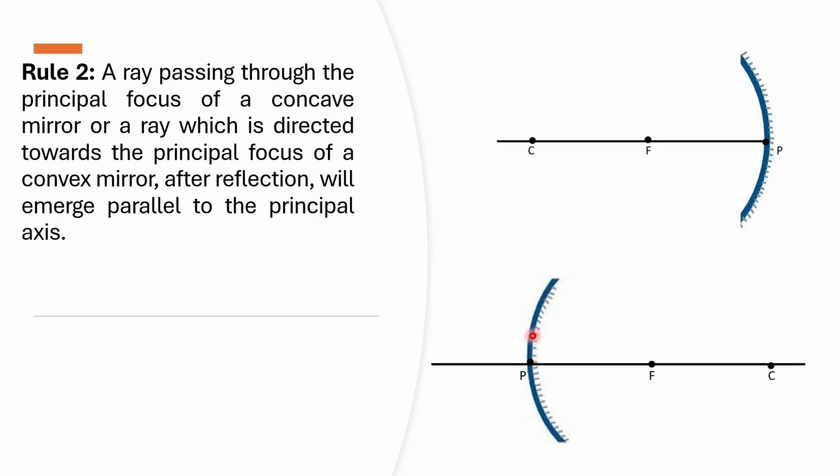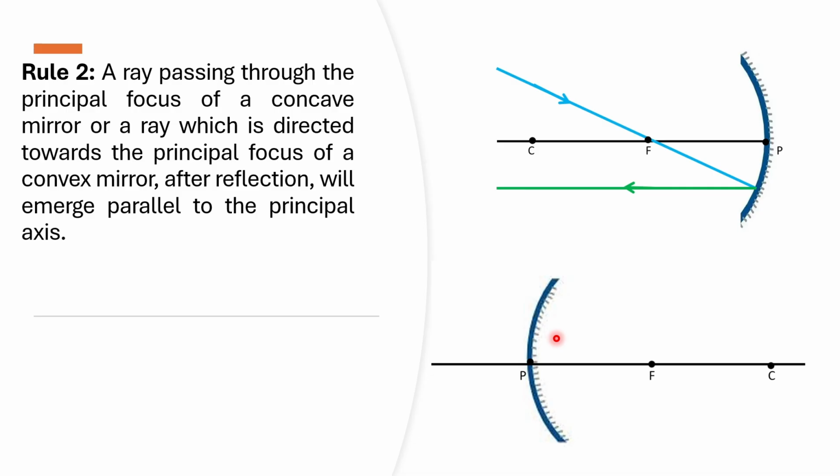Let's see how it works in concave. A ray passing through the principal focus hits the mirror. Then what happens? Very good. It emerges parallel to the principal axis. So it is just the opposite of rule 1. What is rule 1? If a ray is parallel to the principal axis, after reflection it passes through the principal focus. But here, a ray which is passing through the principal focus hits the mirror, and after reflection it becomes parallel. So just opposite.